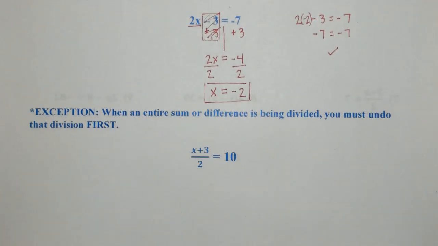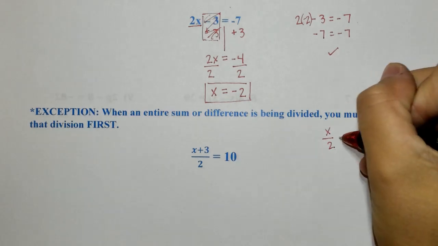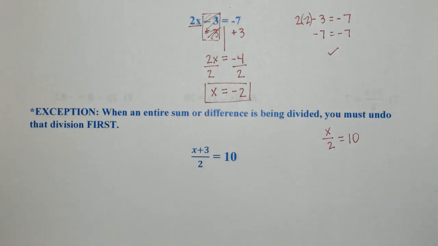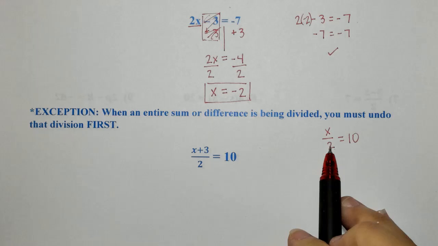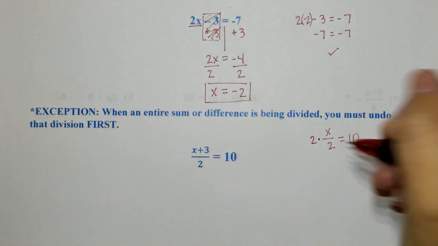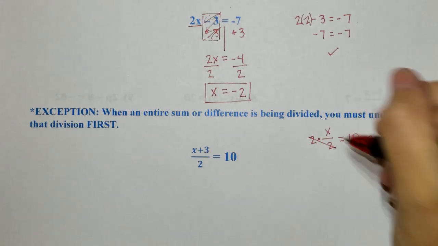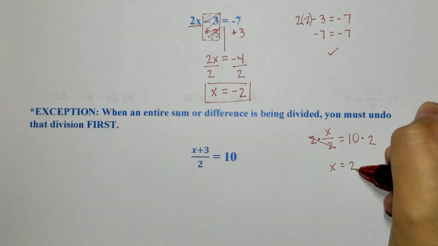When an entire sum or difference is being divided, you must undo that division first. So if I had something like this, let's pretend that the 3 is not there. Okay, that's not the exception. X is being divided by 2. The opposite of dividing by 2 would be to multiply by 2. And if I do that on one side, I do that on the other side. They'll cancel here, and x would equal 20.